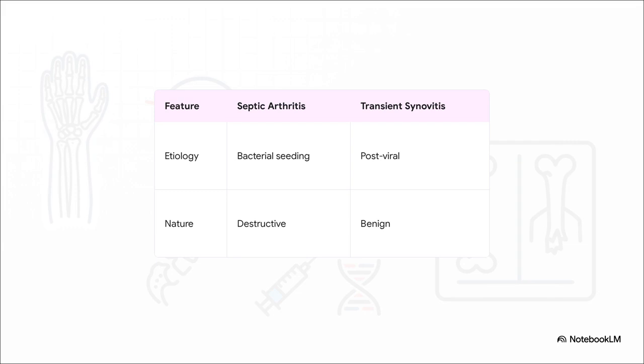Your immediate clinical challenge here is rapidly distinguishing the destructive bacterial seeding of septic arthritis from the benign post-viral inflammation of transient synovitis. This is absolutely crucial because one of these will literally destroy the joint cartilage within days, while the other resolves with just simple supportive care. Now, the presentations are almost identical, so how exactly do you split them?